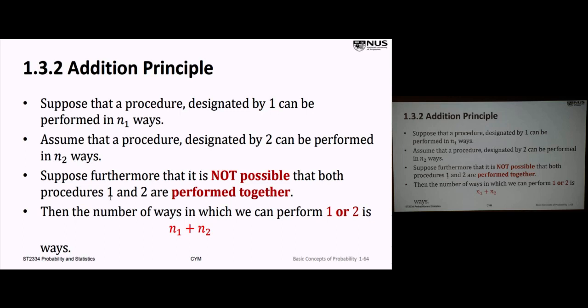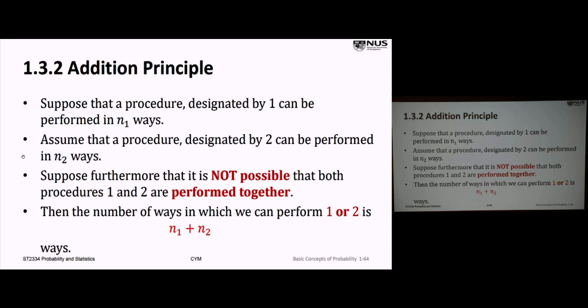Now suppose I have a procedure 2, and that could be performed in n2 possible ways, but we make a constraint. So this addition principle has a constraint in it. Remember what we were saying before in the multiplication principle. I was doing experiment 1, and for every outcome in experiment 1, I have n2 possible outcomes in experiment 2, so I have n1 times n2 possible outcomes. But both pairs can occur simultaneously, so any pair in experiment 1 and experiment 2 can occur.